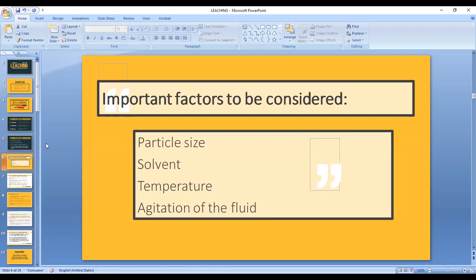So the important factors to consider in leaching are the size of the particle. As much as possible, we want to increase the surface area. That way, we'll also be maximizing the amount of solute leached. Then the solvent, the temperature during the leaching process, and if there's some form of agitation, as in the case of thickeners, then it's also a factor to consider.